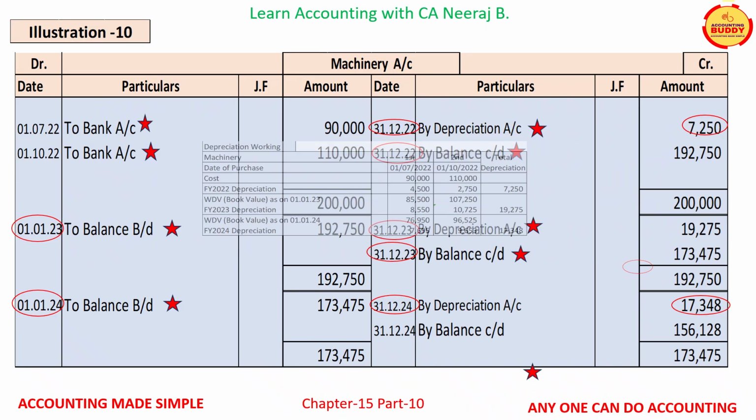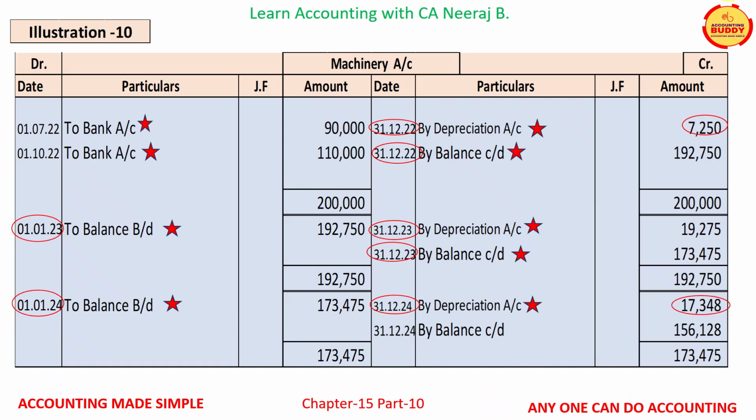Depreciation is recorded by writing the words by depreciation account. Now when from the debit side total of $173,475 credit side transactions are deducted, we are left with a closing balance of $156,128 as on 31st December 2024 and it is recorded on the credit side of the account by writing the words by balance carried down. Thus the machinery account for the financial year 2024 is said to be balanced.